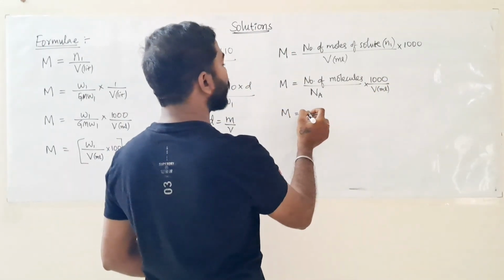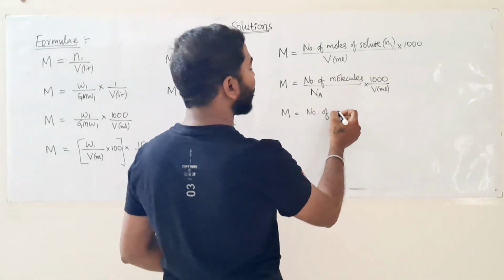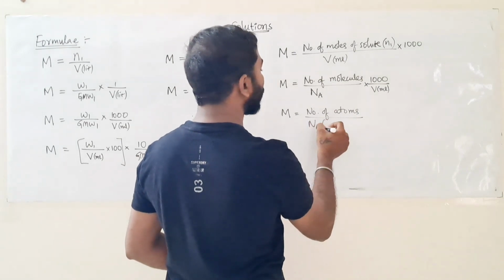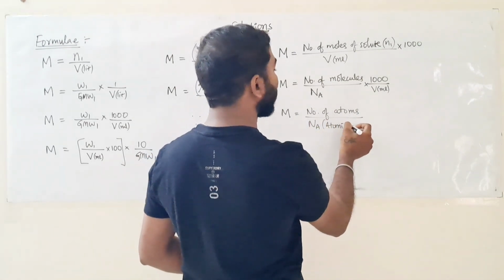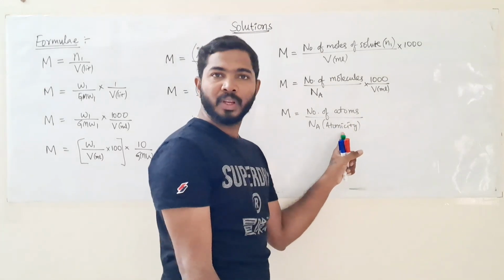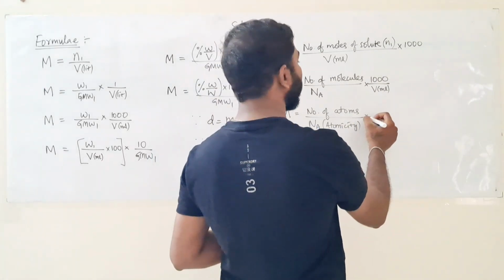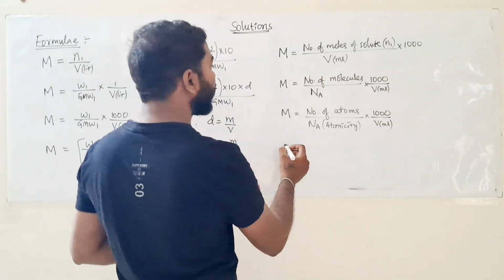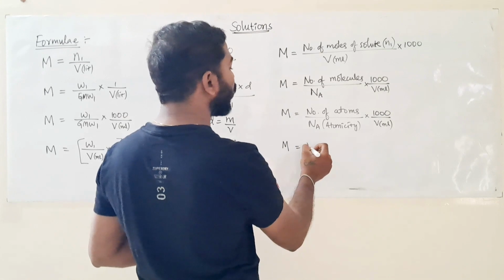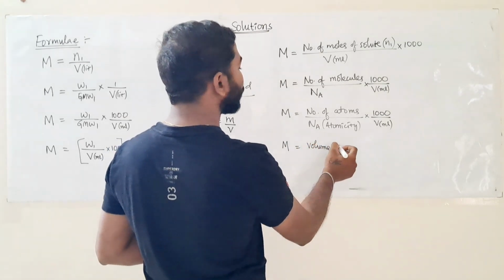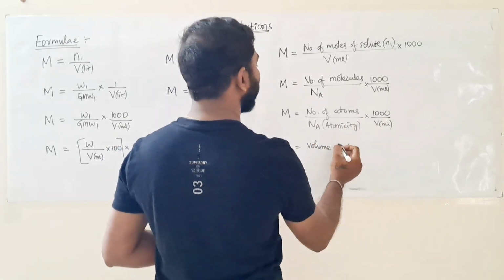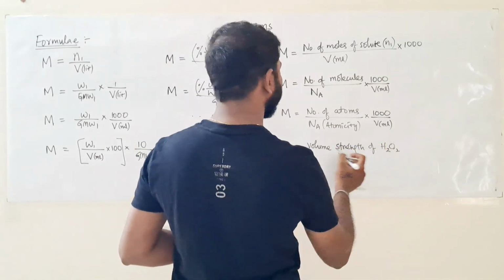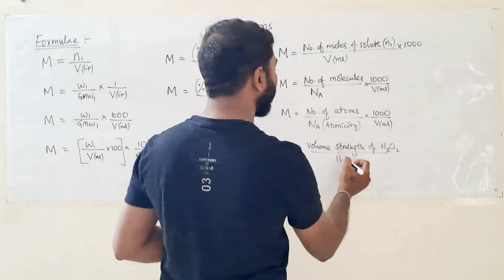And now if we want to express that in terms of atoms, number of atoms divided by Avogadro number into atomicity. When it comes to number of atoms, we need to consider the atomicity, and then into 1000 by volume in ml. And then we can also write in terms of volume strength. So we can also write volume strength of H2O2 divided by 11.2 is the formula.